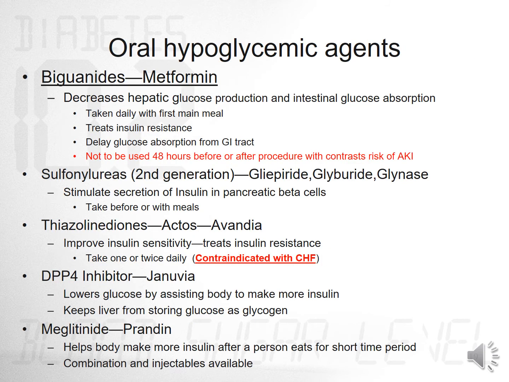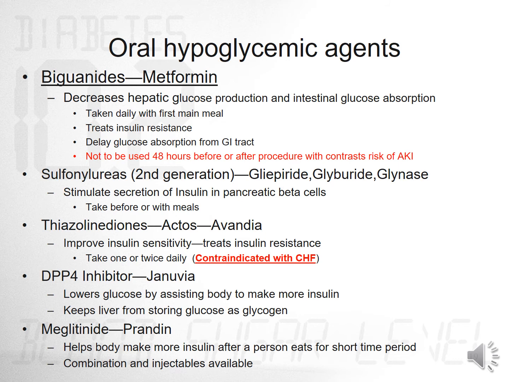So your oral hypoglycemic agents: metformin, your sulfonylureas, glyburide, Glynase, they stimulate secretion of insulin. Thiazolidinediones, Actos and Avandia, improve insulin sensitivity and treat insulin resistance. However, they're highly contraindicated with congestive heart failure.